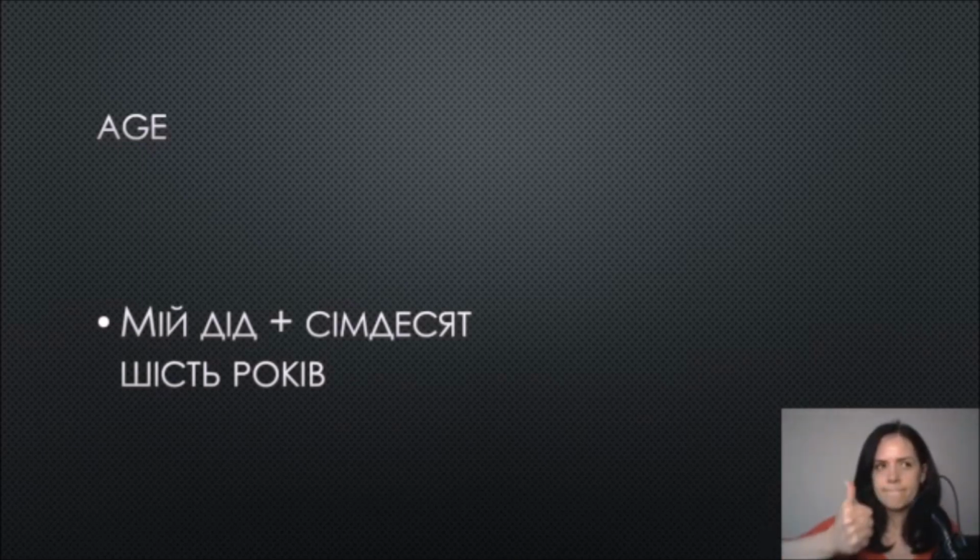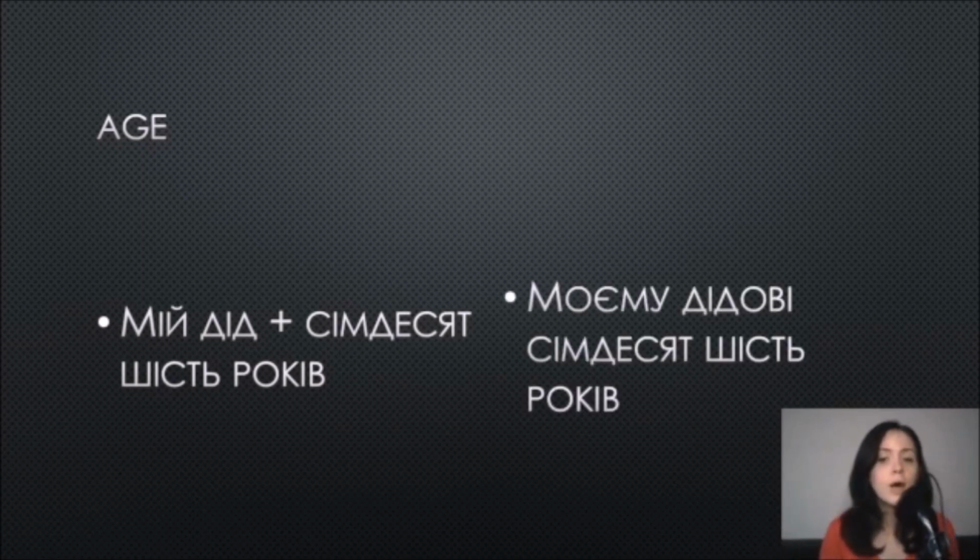Let's do that. Remember that we should put in dative case both мій, the possessive pronoun, and дід, a noun. We will have моєму дідові 76 років. Моєму дідові, мій дід became моєму дідові. And now this sentence makes sense. Makes perfect sense. And the first one didn't. With nominative case, it just doesn't sound right.